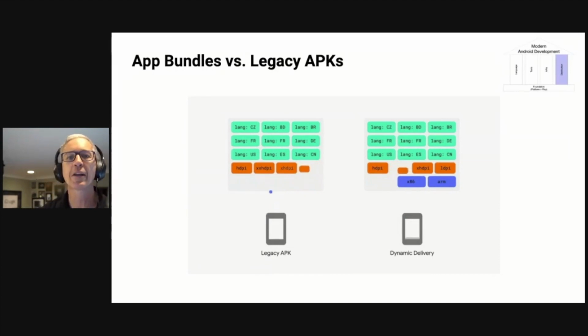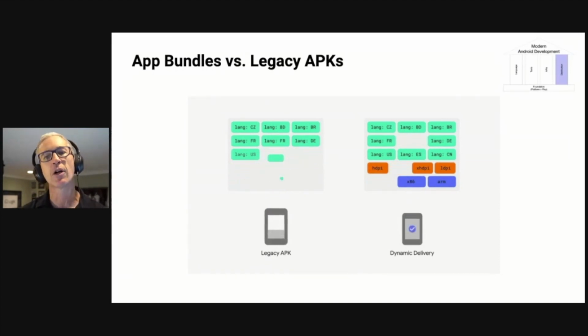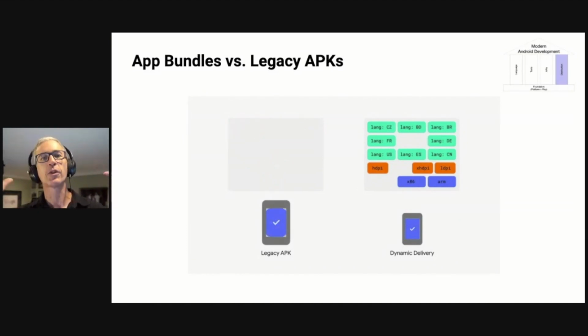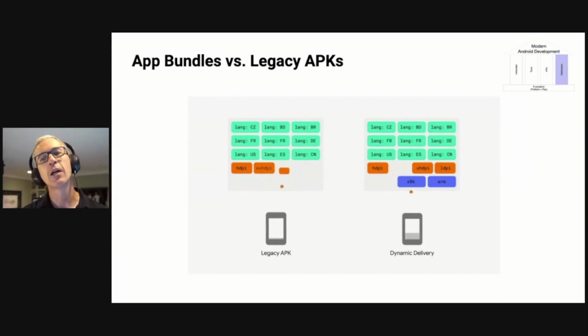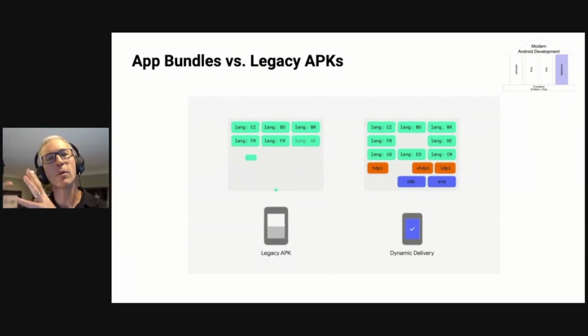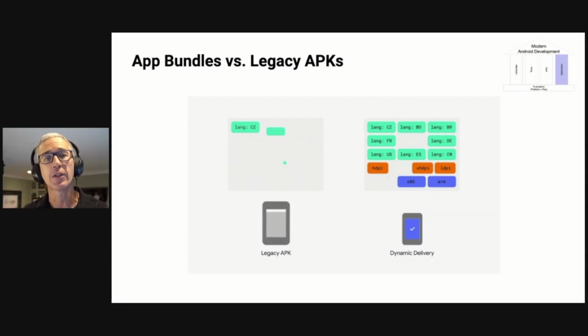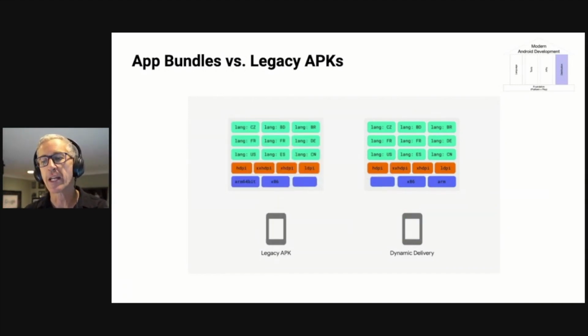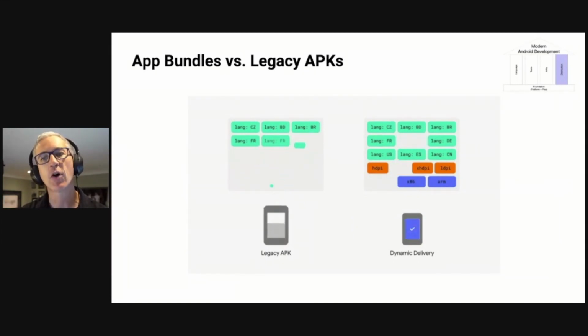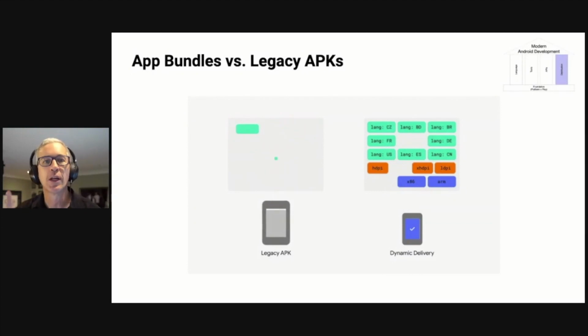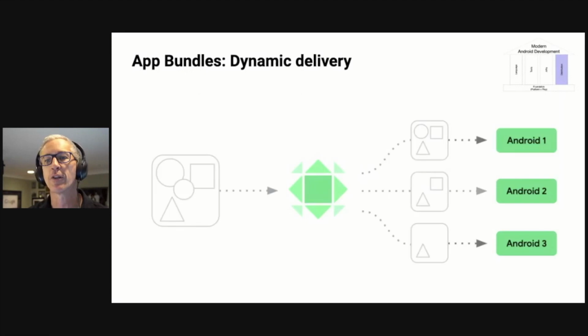So the way it compares to legacy APKs, if you look on the left-hand side, this is a monolithic APK. This is the traditional model. I'm going to put this thing up on the Play Store, and then every single user is going to get every little bit of it. If you look on the right, I'm going to put this app bundle up on the Play Store, and the app bundle is going to look at the device it wants to download to and create an APK that is tuned to the configuration that the user has and download only those bits, right? So it'll be a smaller download, smaller install, and smaller footprint on the device.